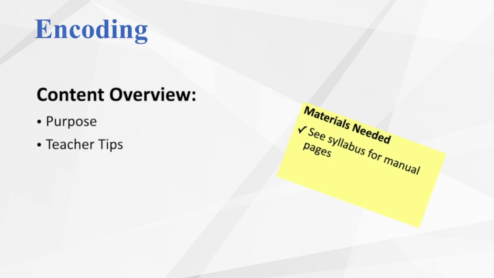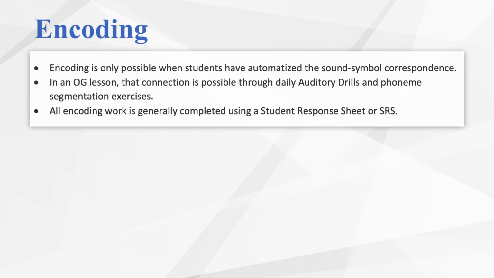In this section of training, we will discuss the encoding components of an OG lesson. We'll review the purpose of each component and offer some teacher tips for supporting this section of the lesson. Encoding or spelling is only possible when students have automatized sound symbol correspondences.